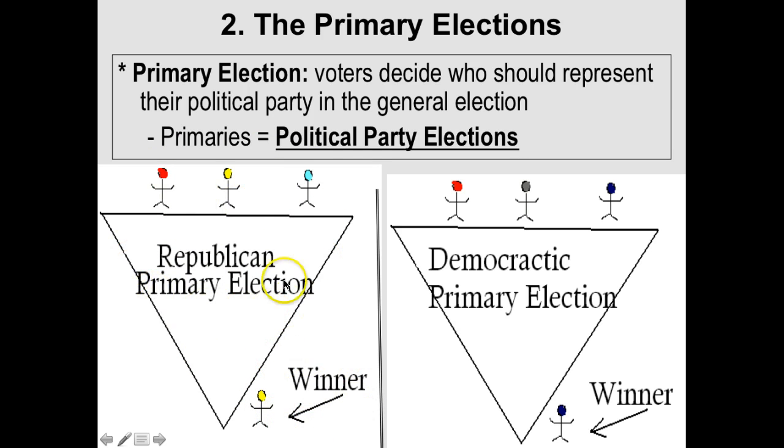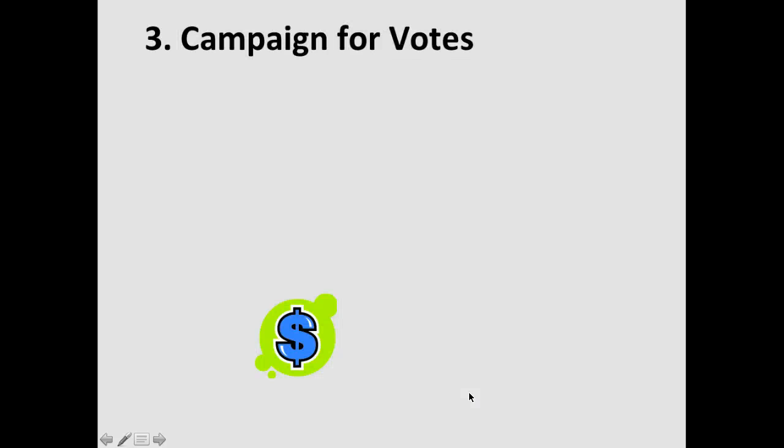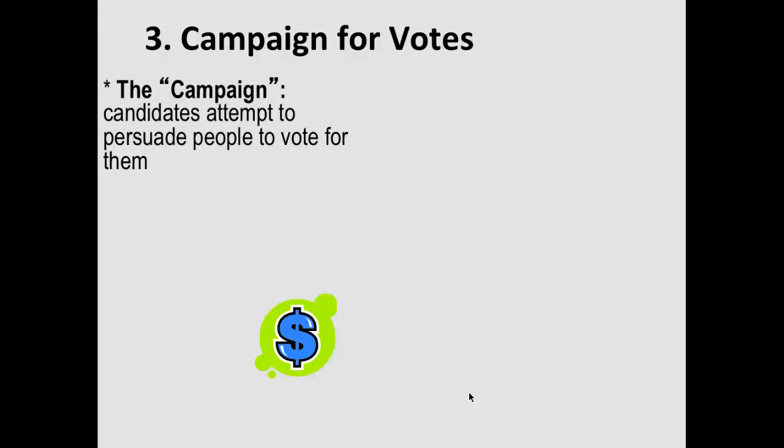Now, this happens for the Republicans, this happens for the Democrats. You start out with many candidates, all from the same team, the same political party, and you end up with one winner per party. Now, after we know who is going to be the candidate for each party, they go out and campaign. And the campaign is the process of attempting to persuade people, to convince them to get their vote.